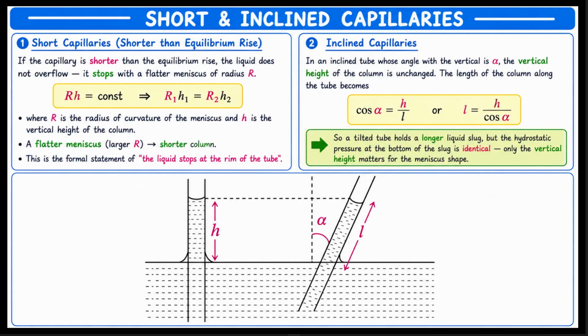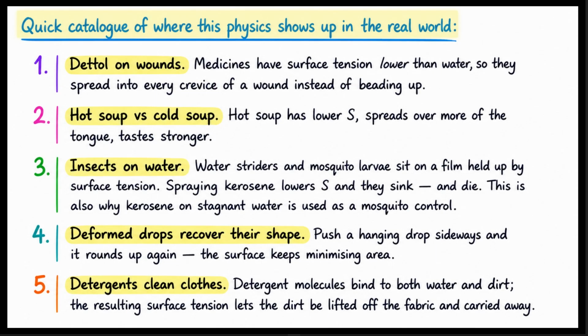Thus, tilting the tube allows it to hold a longer liquid column while maintaining the exact same vertical height and pressure equilibrium. A quick catalog of where this physics shows up in the real world. Dettol and similar antiseptic liquids have a surface tension lower than water, so they spread into every crevice of a wound instead of beading up. Hot soup has lower surface tension than cold soup, so it spreads over more of the tongue and tastes stronger.